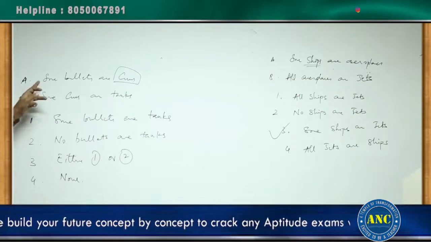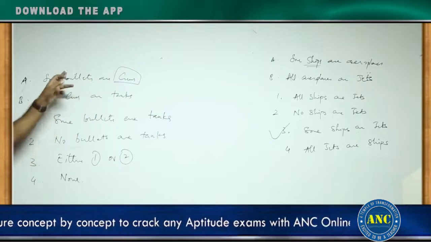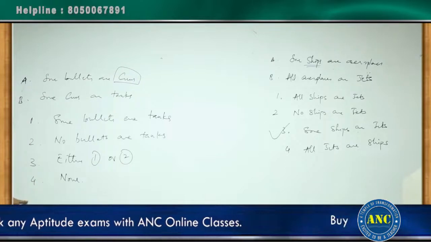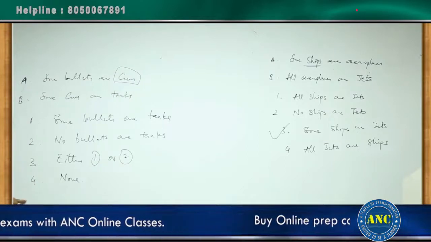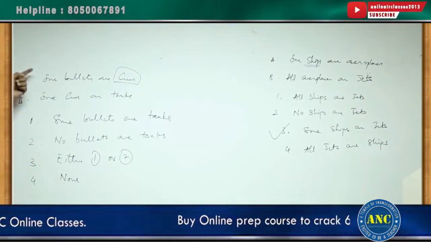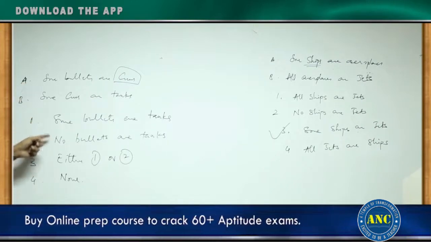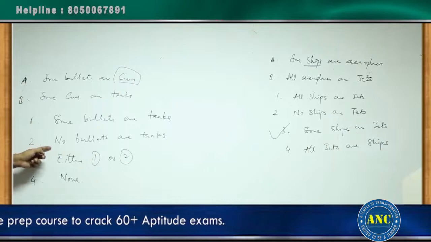So generally what happens is, when we see some bullets or guns, some guns or tanks, we think there is no inference. We end up marking none. But you should be aware of the situation. You should know that this is not true, but these two are complementary pairs.